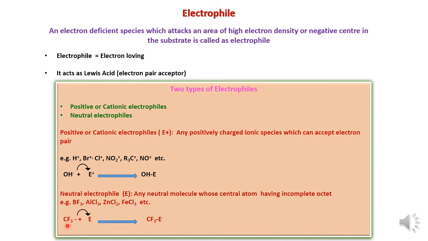Now suppose one example here, CH3 minus, and the electrophile is there. The electron pair from this CH3 minus is transferred over to this neutral electrophile, and they will form a bond here. But this will now become a negatively charged species. So there will be a negative charge on the electrophile, and it will form CH3-E minus.